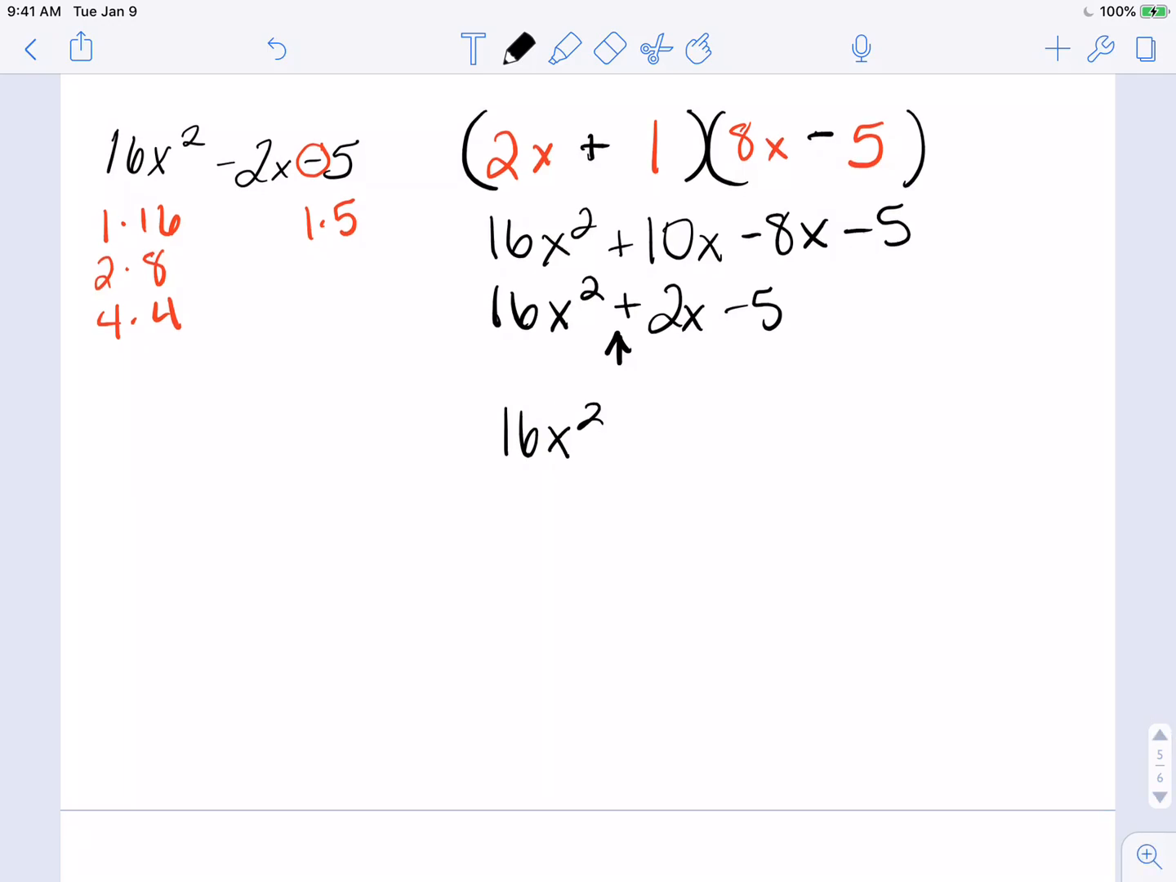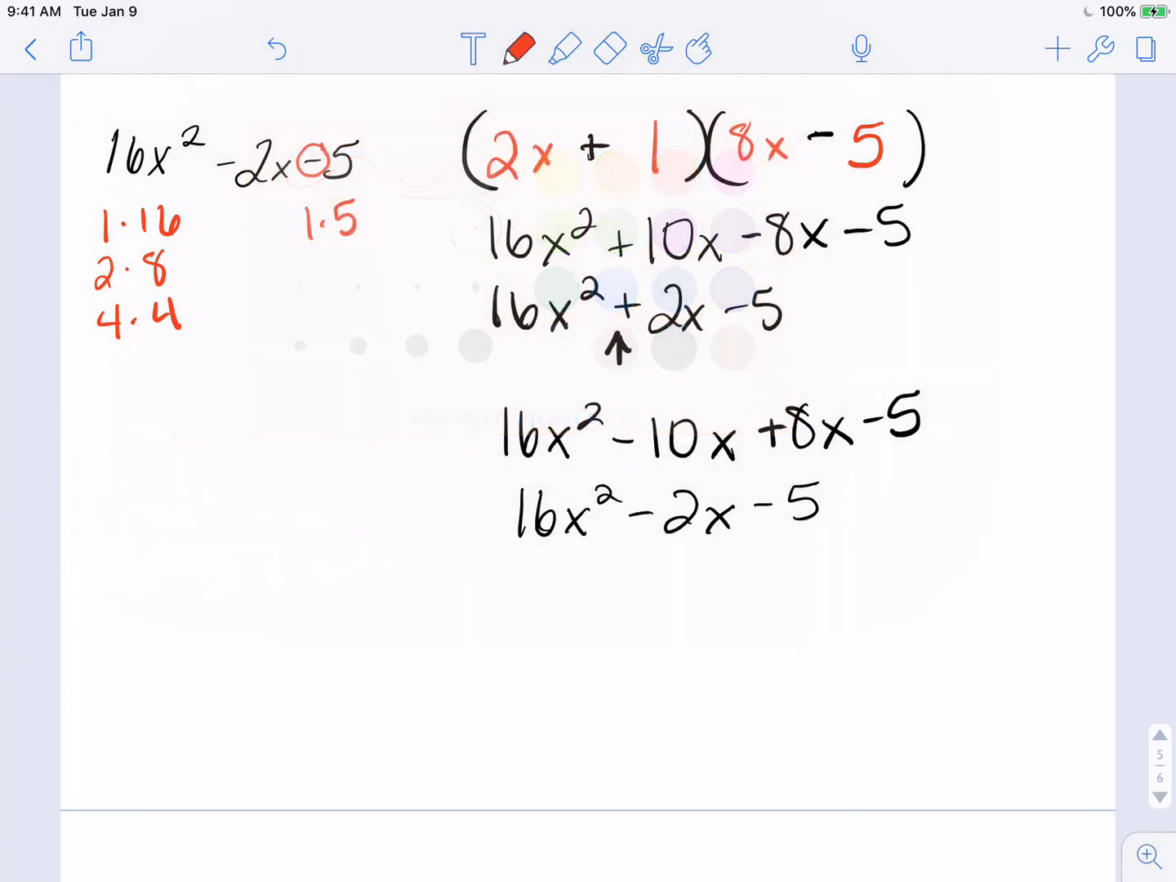2x times negative 5 is minus 10x. 1 times 8x is plus 8x. And 1 times minus 5 is minus 5. So I get 16x squared minus 2x minus 5. All right, so that tells me that this right here, I factored correctly. Okay, so that's all for this video. In class on Tuesday, we'll do more practice problems for these.